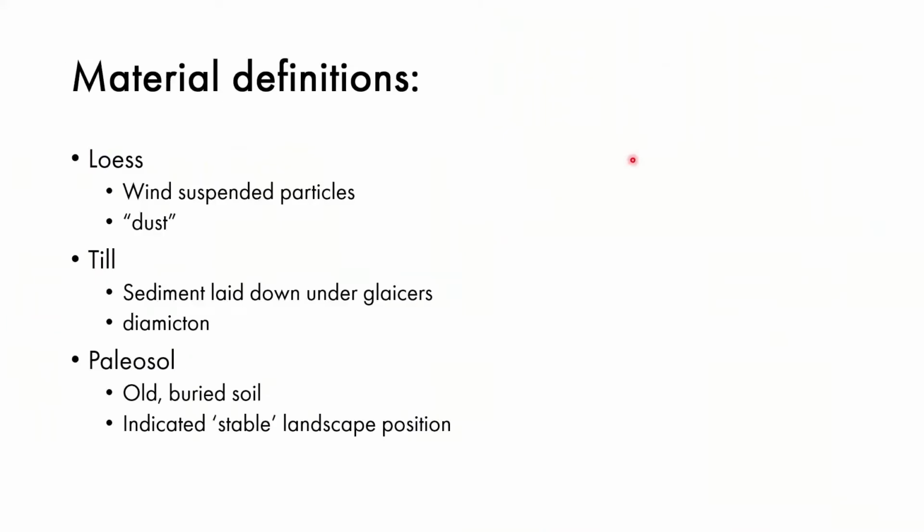So before we get really going, we should just briefly talk about materials, just so everyone's on the same page. When I say loess, what I'm talking about is particles that were suspended in the wind, so up in the air, similar to what you would call dust. When I say till, that's sediment that's laid down under a glacier and is clay rich, it's pretty hard, and it takes a lot of energy to move it.